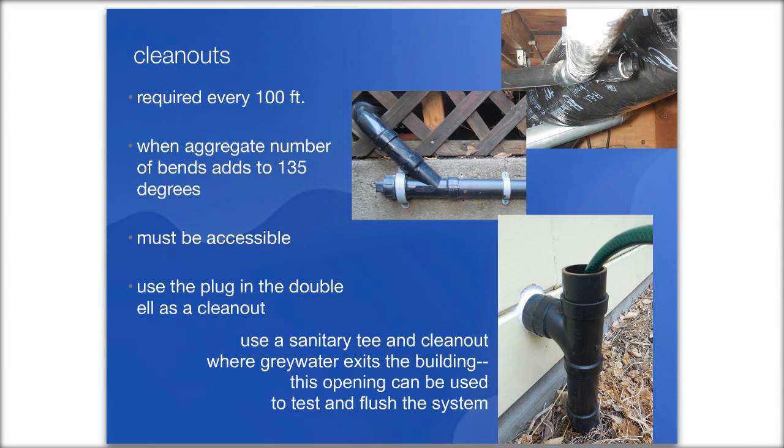Okay, cleanouts. The code requires that you be able to get into the piping to clean it out in case there's a blockage. And the rule for locating cleanouts is that they have to be installed every 100 feet of pipe, or when there's an accumulated number of bends that add up to 135 degrees. So if you have, for instance, a 90-degree bend and a 45-degree bend, that gives you 135 degrees. So the next time you install a bend, you would have to have a cleanout there. They talk about it being an aggregate number adding up to 135.